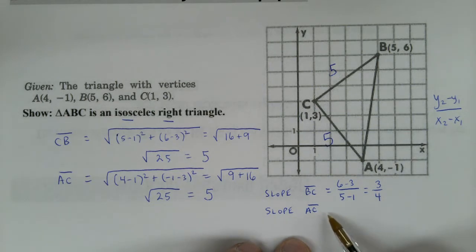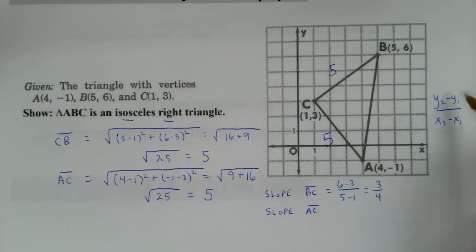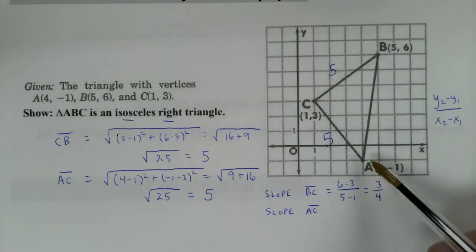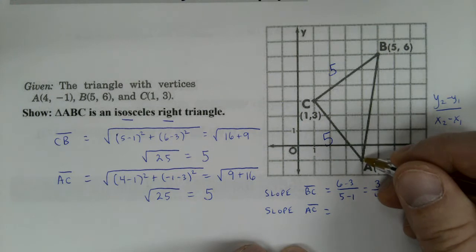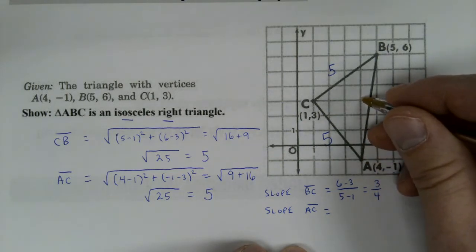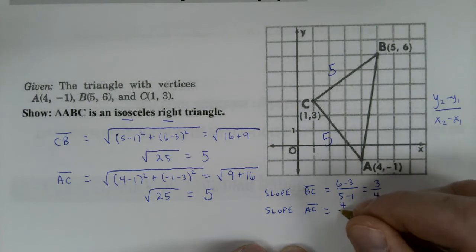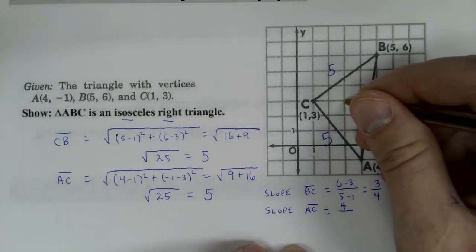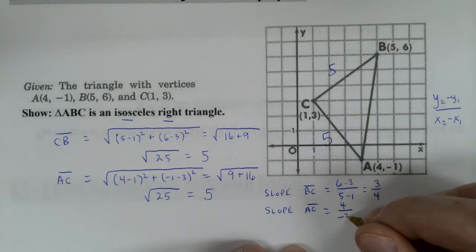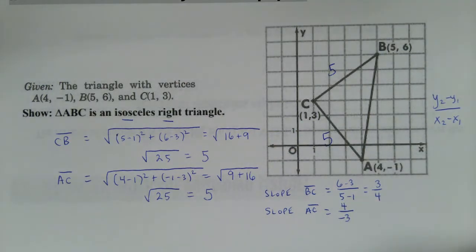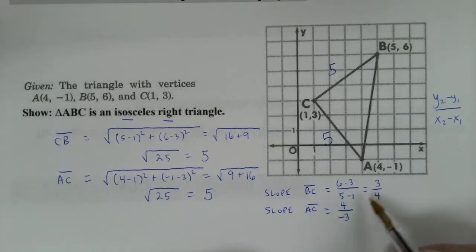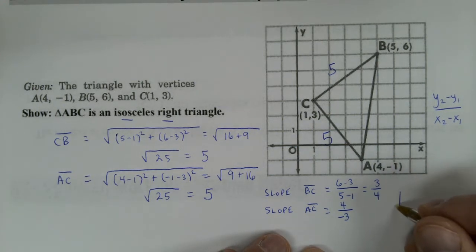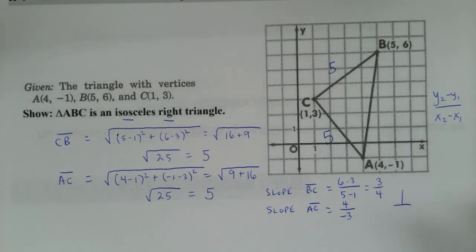Now, for AC, something else you could do is, if you don't want to use the formula, since we already have the grid here, you could use your counting method. So if I start at point A, I go up 1, 2, 3, 4. So that's a vertical change of 4. And I'm going to go left 1, 2, 3. That's a horizontal change of -3. Hopefully you notice when I'm looking at the 2 slopes, 3/4 and -4/3, those are opposite reciprocal slopes. So therefore, BC and AC are perpendicular.